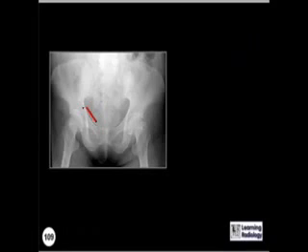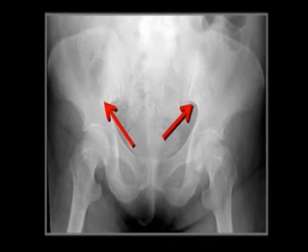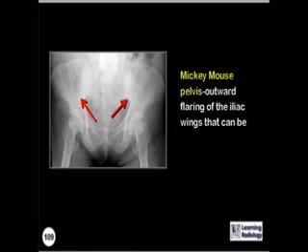What is the descriptive term given to this appearance? This is a Mickey Mouse pelvis, which is outward flaring of the iliac wings that can sometimes be seen in Down syndrome.